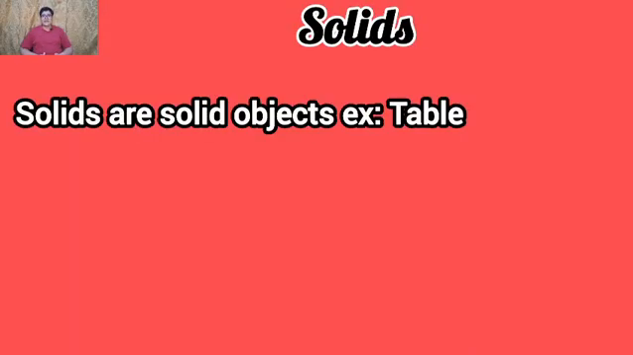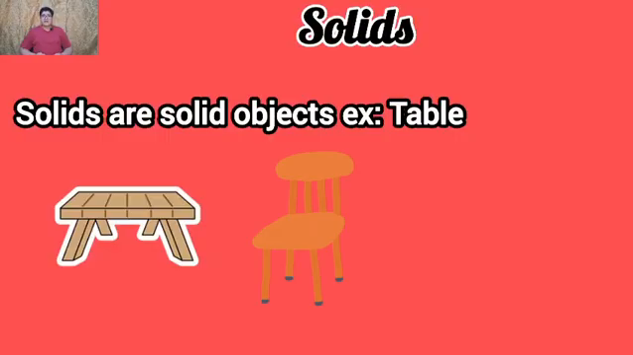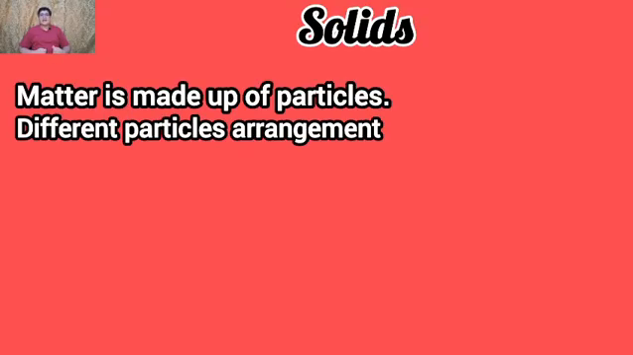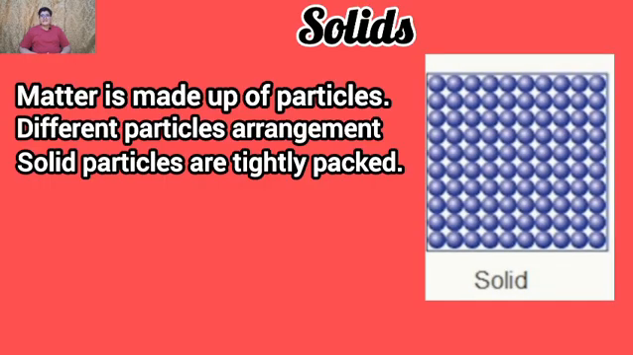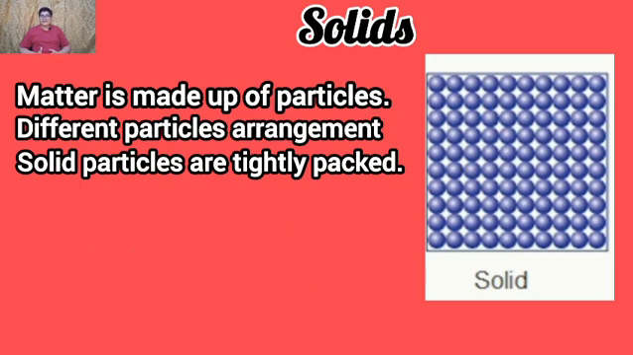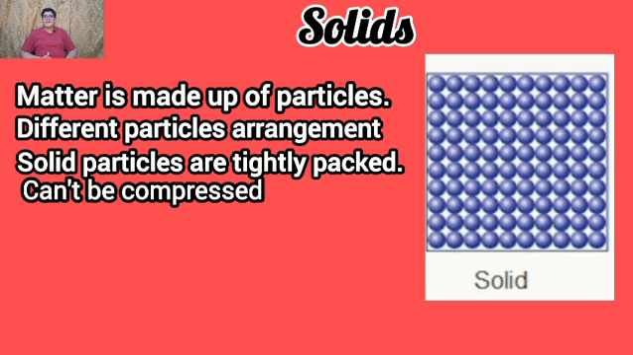Solids are solid objects. Examples of solids are table, chair, mobile, etc. All the three states of matter have different particle arrangements, meaning how particles are arranged in them. The particles in a solid are very tightly packed together. There is absolutely no space between the particles as they are very close together. They can't move separately. Solids are hard and cannot be easily compressed.